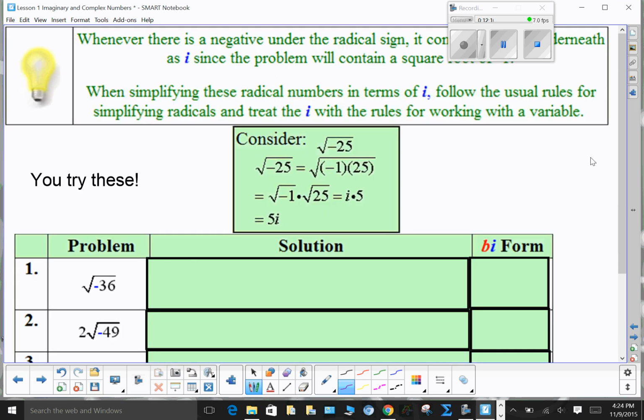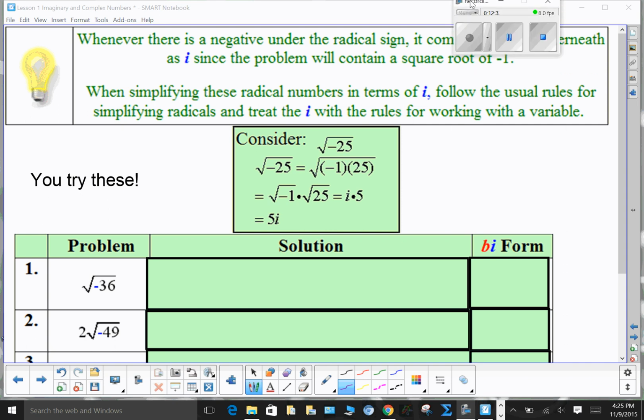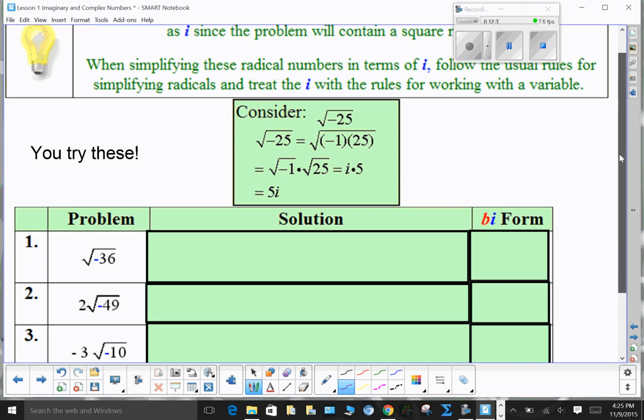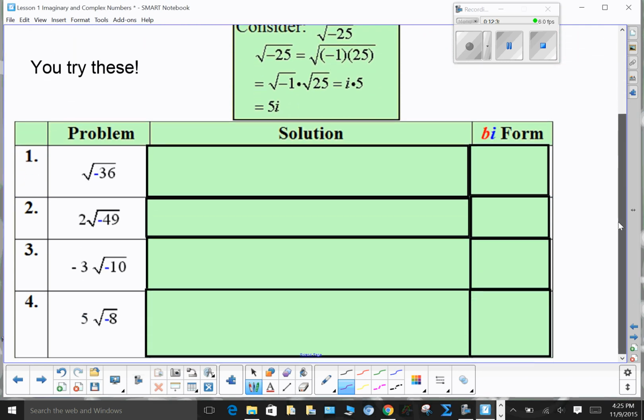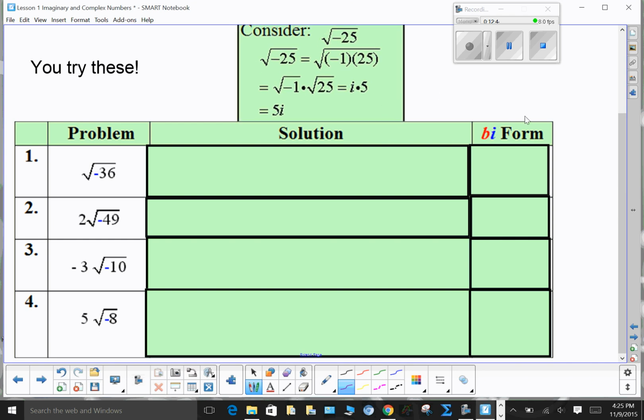All right, here are some problems. Whenever there's a negative under the radical sign, it comes out from underneath as i, since the problem will contain the square root of -1. When simplifying radical numbers in terms of i, follow the usual rules for simplifying them and treat i as if you were working with variables. So here are some problems, and here's an example up here. Try these. Pause the video and try them.